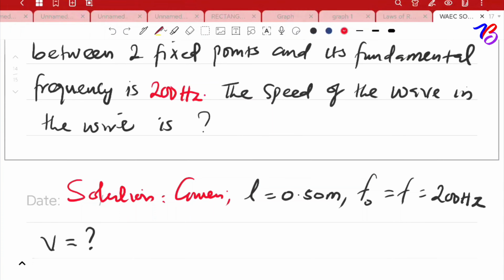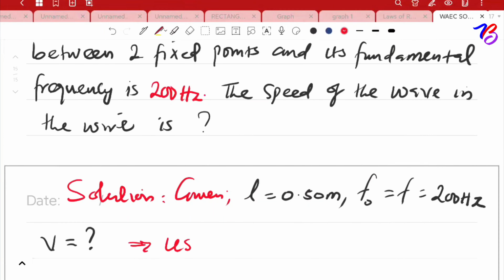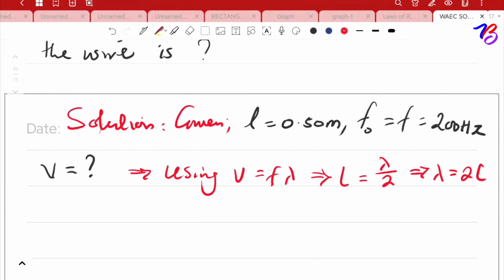So with these we can proceed using the formula that will suit these components. So V is equal to F lambda. Recall that lambda is wavelength, and it is measured in meters. We don't have wavelength, hence we can look for wavelength using L. So we need a formula that can suit this. L is equal to lambda over 2, so lambda will now equal 2L. With these we can solve for lambda and substitute into V is equal to F lambda.